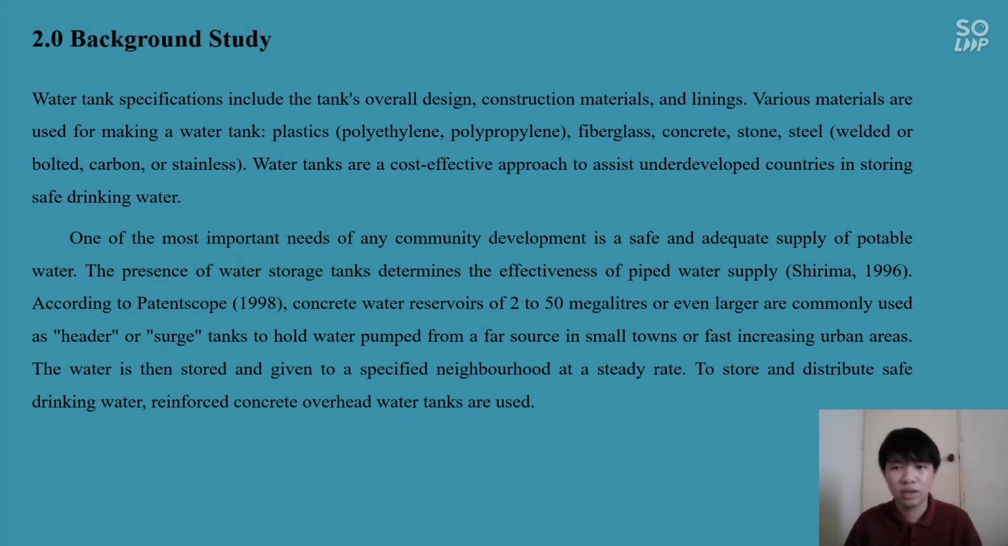My name is Lian Chunyi, and I would like to present the background study of the report. Water tank specifications include the tank's overall design, application, materials, and line lengths. Various materials are used for making a water tank, for example plastic and concrete. The pressure of water tanks determines the effectiveness of the piped water supply. According to Pentoscope 1998, concrete water reservoirs of 2 to 15 megaliters are commonly used as header tanks to hold water pumped from a far source in a small town. The water is then stored and given to a specific neighborhood at a steady rate. To store and distribute safe drinking water, reinforced concrete overhead water tanks are used.